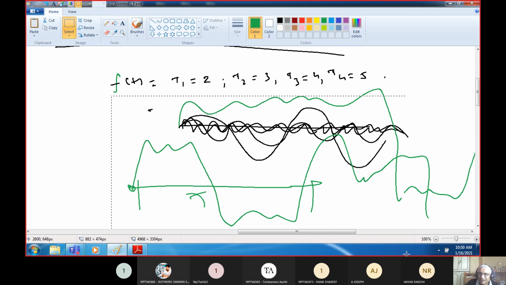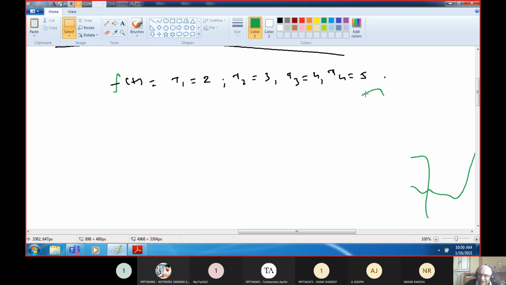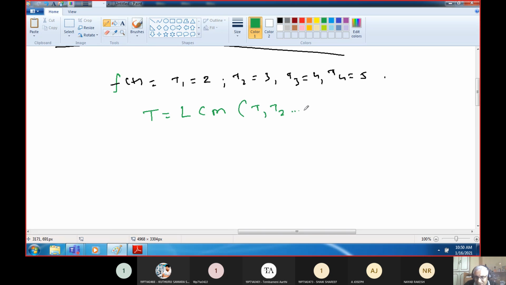Because we already saw, using our common sense, that the fundamental time period T is nothing but LCM of T1 and T2. It goes to show that it has to be the LCM of T1, T2, T3 and T4. You can check it up. If you have 4 signals, simply find the LCM of these 4 signals. Okay, so you can simply try to find the LCM.